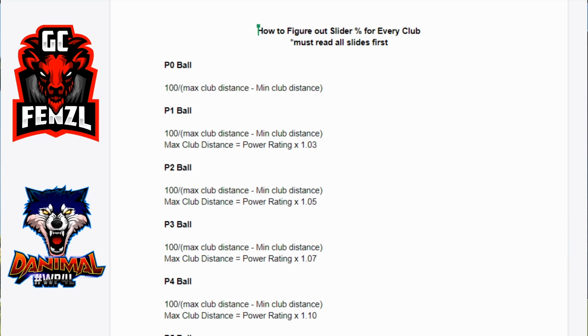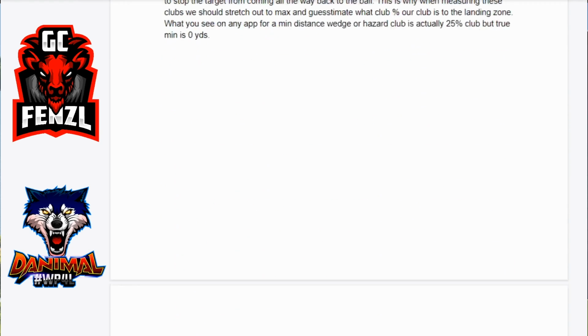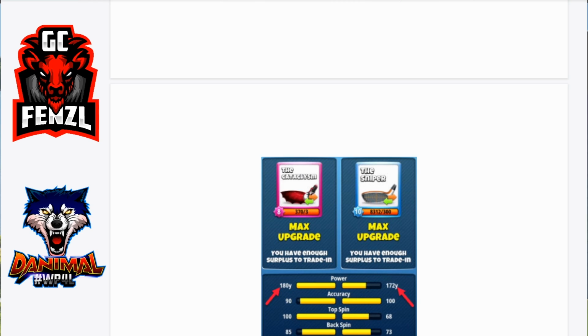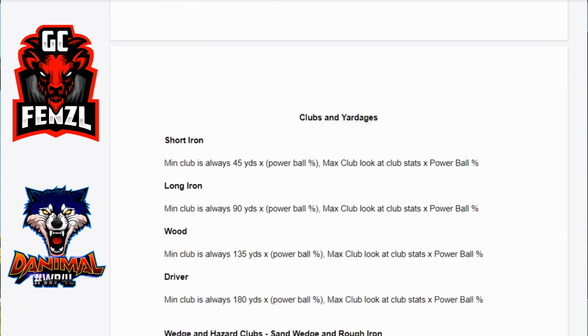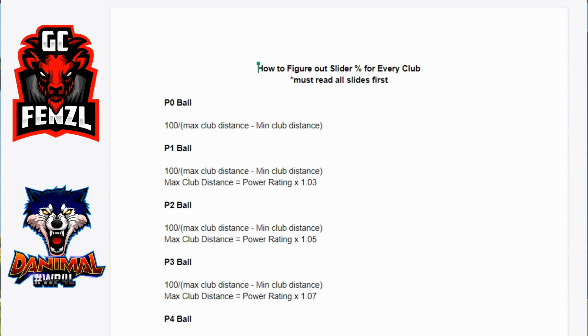Okay, how do you figure out the max club distance? So this first part, max club distance, and if you slide down here, you see the arrows pointing to these numbers. That is your max club distance for that club. So just go to your club card and you can figure that out for any club. Okay, so that's the first part you're going to put in, and then you're going to minus the min club distance. All the min club distance is the max yards for the club before that.